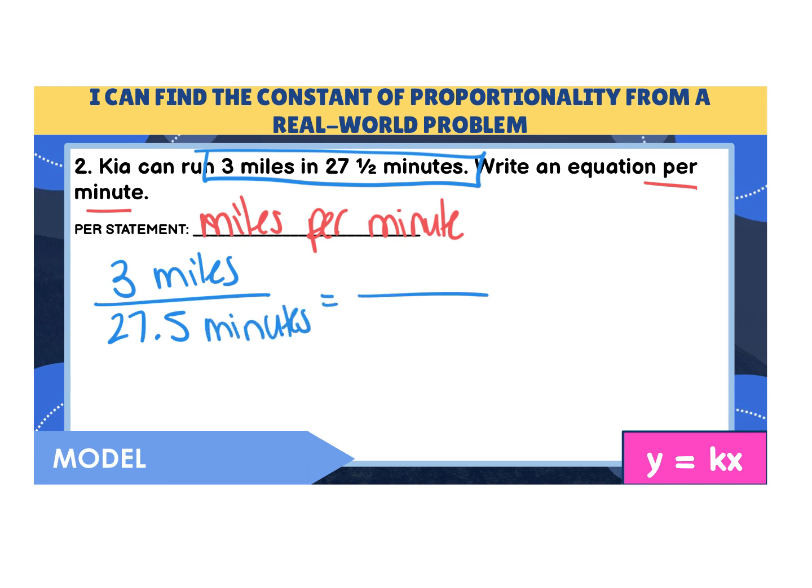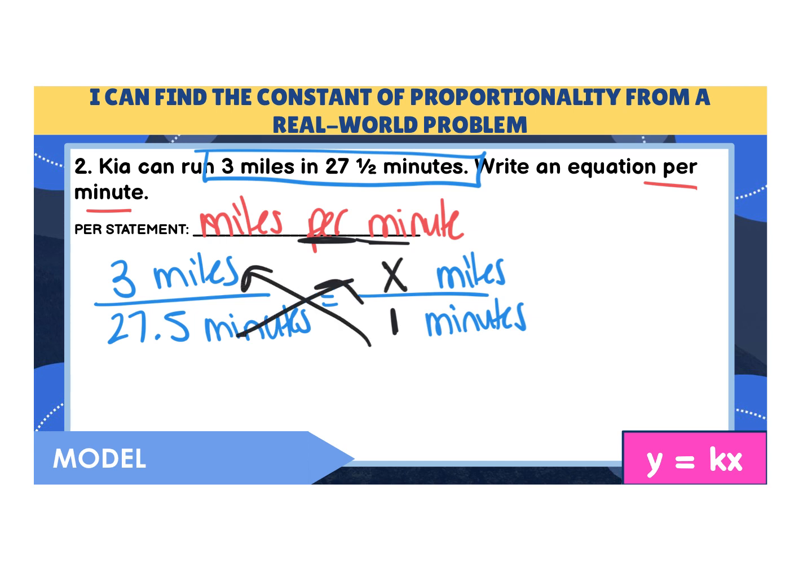I'm going to set up the other half of my proportion. My other ratio we know has to be miles and minutes. The order matters. And our per statement says we want per minute. So we only want 1 minute and x. And then we can solve. So we know 27.5 times x would be 27.5x. And 3 times 1 is 3.